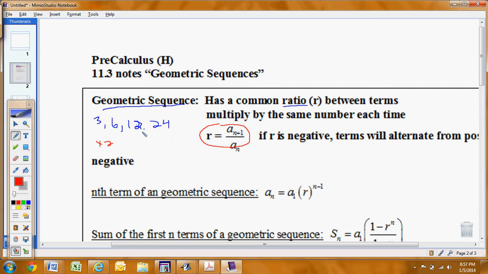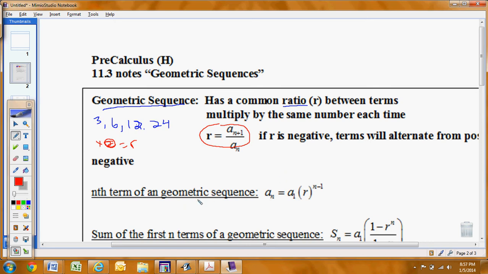So if you took 24 divided by 12, you would get 2. 12 divided by 6 would be 2. You'd get 2 no matter what, and that's your r value. So we just found 2 is r. If you remember, for arithmetic sequences, we use d for the common difference between each term. For geometric sequences, we use r for the common ratio.